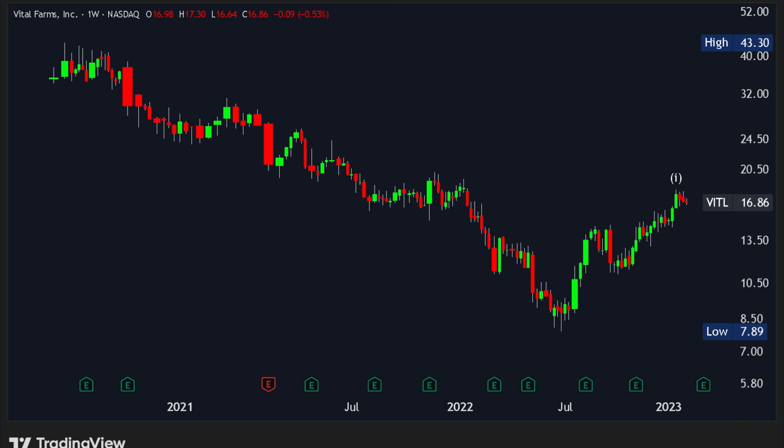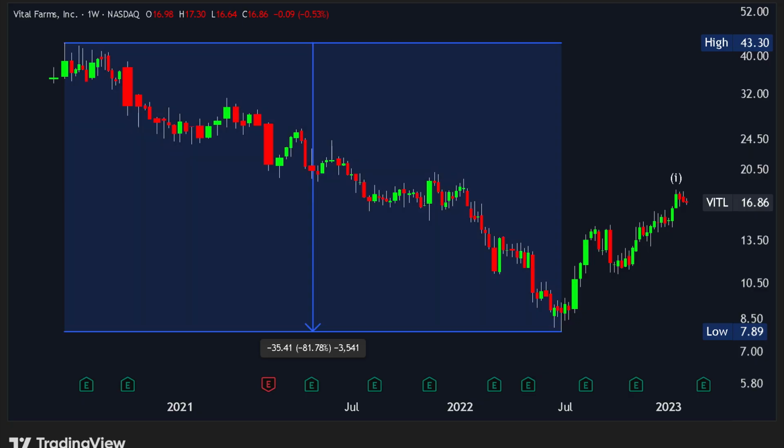Now let's look at Vital Farms. Here, price completed a 5-wave rise and made a new high, but that didn't guarantee a durable long-term uptrend. Before the recovery began, Vital Farms had already declined by approximately 81% from its previous high.